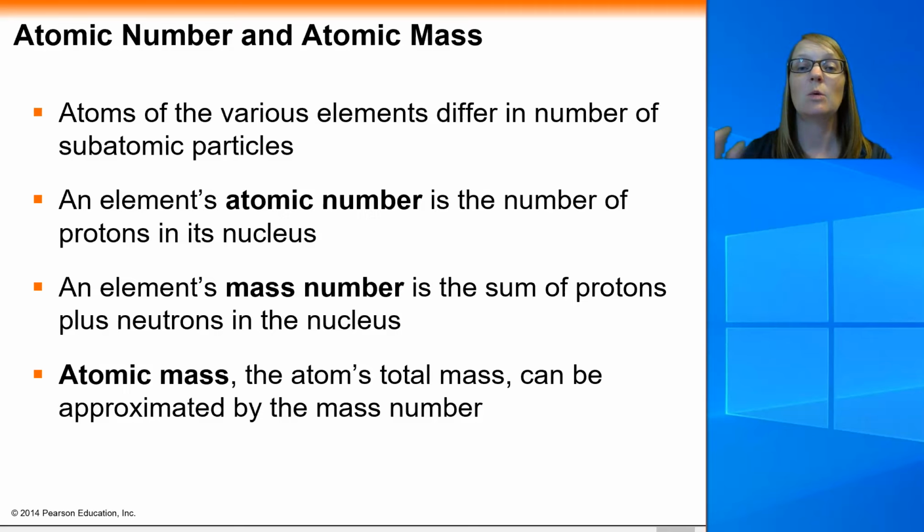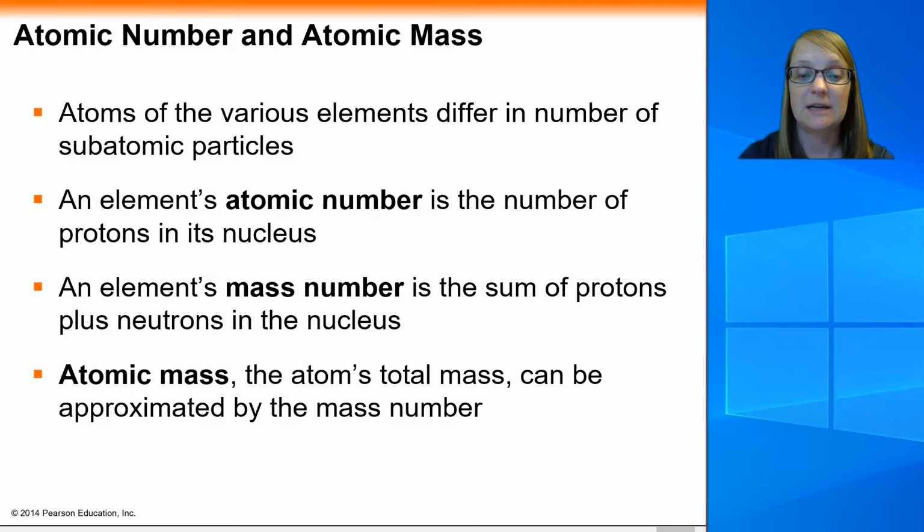So we have to identify what characteristics or properties these subatomic particles confer to an atom of an element. Along with this, we're going to talk a little bit about nomenclature and some new vocabulary words like atomic number and atomic mass. First of all, an element's atomic number is the number of protons in its nucleus.